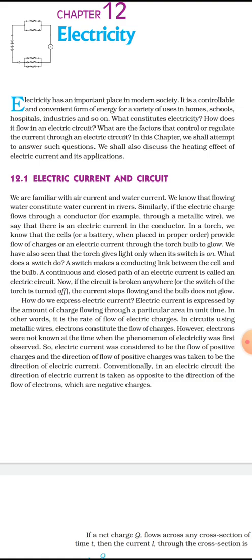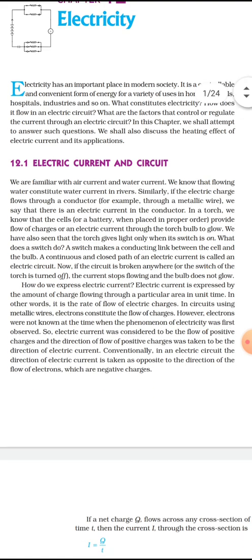We have also seen that the torch gives light only when its switch is on. If we switch off, does the bulb glow? No. When we switch on, only then the bulb will glow. How do we express electric current? Now we will see next.